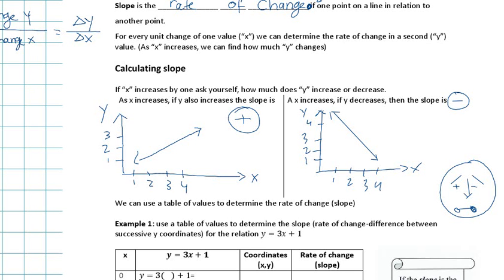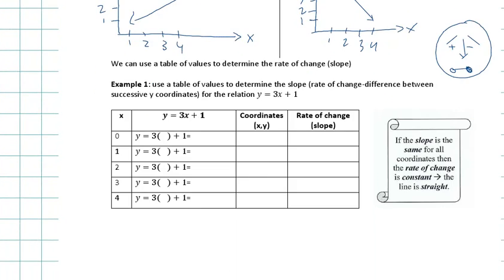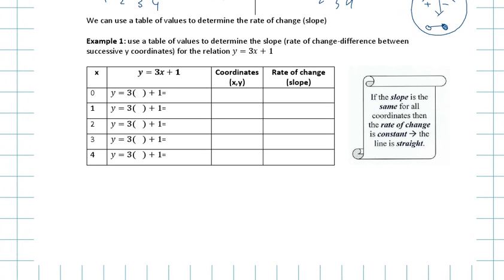So far we have used 2 points to find the slope. Remember, I give you 2 points. You use the formula y2 minus y1 over x2 minus x1 to find the slope. I've also given you a graph, and then you did the rise over the run to find the slope. Today we're going to learn how to find the slope using a table of values.